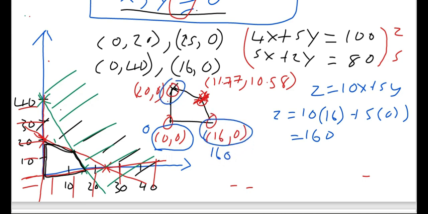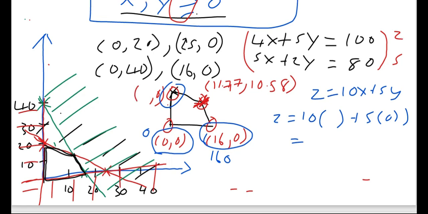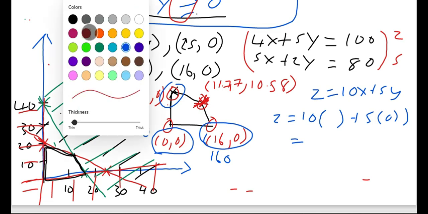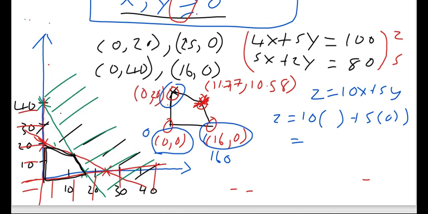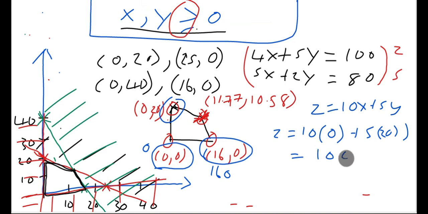Now you go to this other point, you substitute with 20 for y. No, this was supposed to be 0, 20, not the other way around. This is the point 0, 20. Yes. So you are going to have 0 here and 20 here. So that finally you're going to have 100, just 100. So for this point here, you're going to get 100.